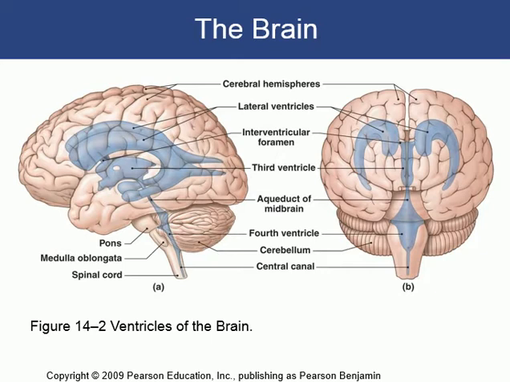And this is a picture showing you all what we talked about right now. These are the two laterals. They communicate through the interventricular foramen, or foramen of Monro, to the third ventricle. And then from the third to the fourth, through the aqueduct of midbrain. And after the fourth ventricle, this is the central canal. What's under the medulla?